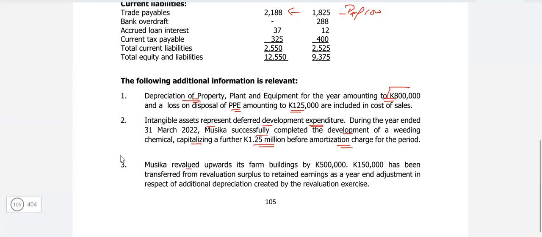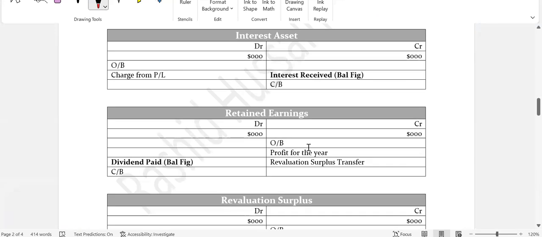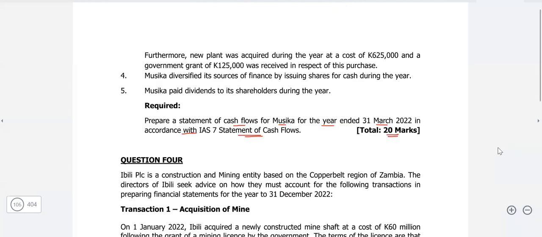ZICA revalued upwards by K500. K150 has been transferred from the revaluation surplus to the retained earnings, as I said to you that we usually do that. So you see, we have this retained earnings account, and this is the transfer from the revaluation surplus to the retained earnings, as a year-end adjustment. Then moving to the fourth adjustment. Furthermore, a new plant was acquired at a cost of 625,000. A government grant of 125 was received in respect of this purchase.